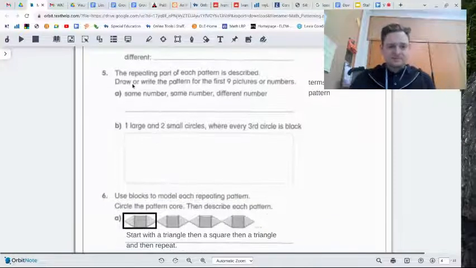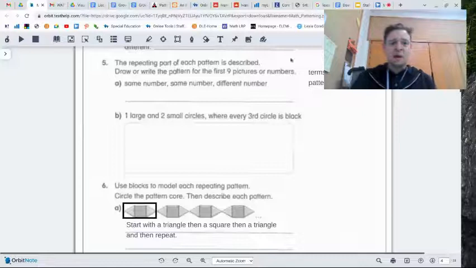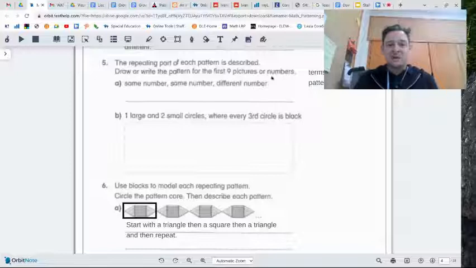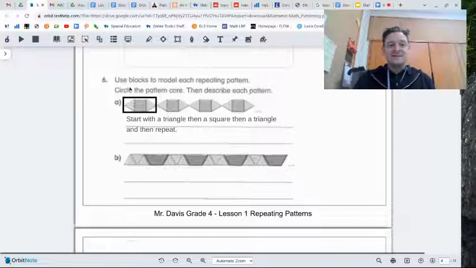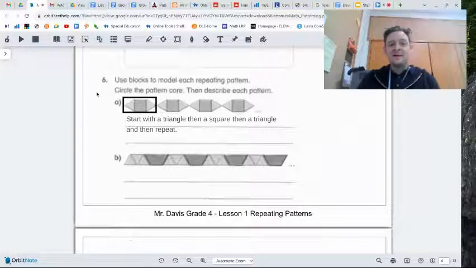Question 5 says the repeating part of each pattern is described. And I want you to draw or write the pattern for the first 9 pictures or numbers. We could say the first 9 terms, each part of a pattern. Same number, different number. So use that information to make a pattern that fits the rule. And then finally, it says use blocks to model each repeating pattern, circle the pattern core, then describe each pattern. So we're going to look at the blocks in the pattern, we're going to circle the core, and then use words to describe how the pattern works.